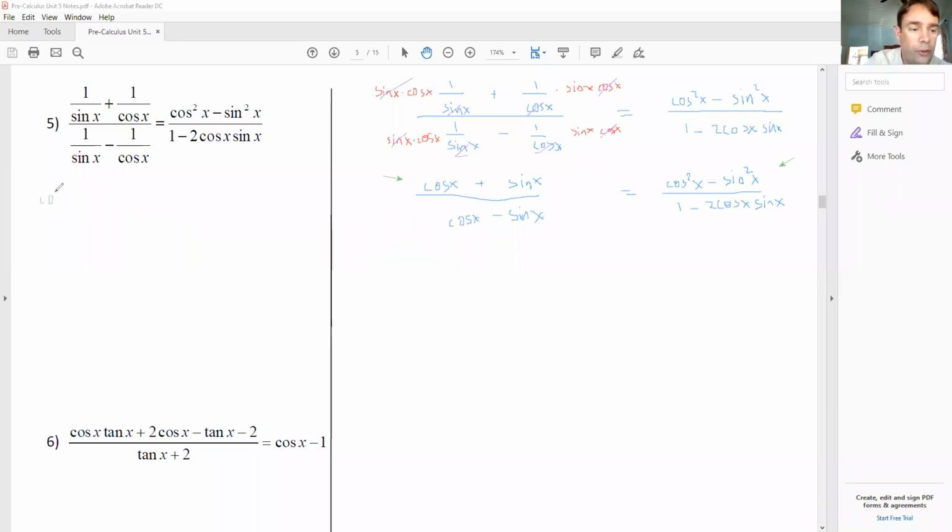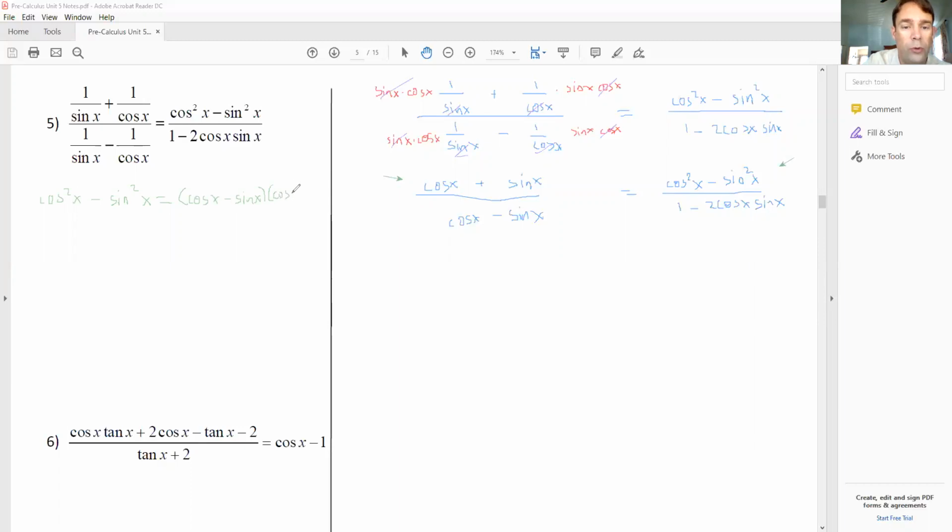Well, if I looked at cosine squared minus sine squared, what I'm really looking at there is the difference of two squares. So if I were to think of it algebraically, that's the difference of two squares. It means it's the same thing as cosine x minus sine x times cosine x plus sine x.